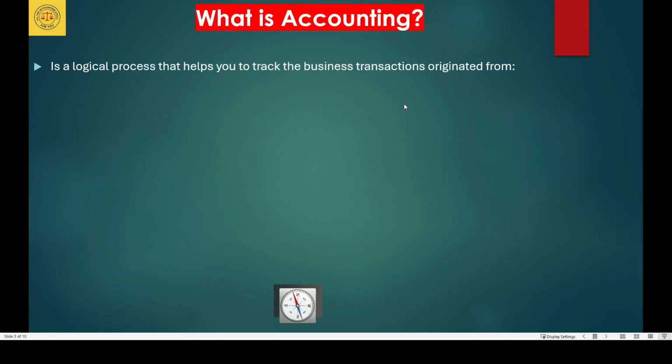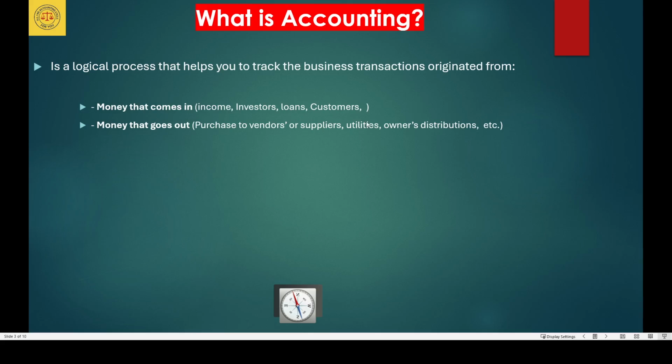What is accounting? It's a logical process that helps you track the business transactions originated from money that comes in. It can be from income, through sales, investors, loans, customers. And money that goes out: purchases from vendors or suppliers, utilities, distribution, etc.